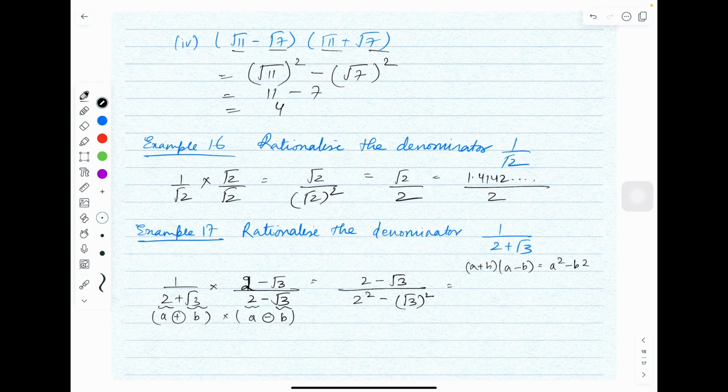So 2 minus root 3 as it is we are getting. 2 square is 4. Root 3 square is 3. So the denominator is 1, so nothing will impact. So 2 minus root 3 is the answer. By 1 you can also write. So this is rationalization.